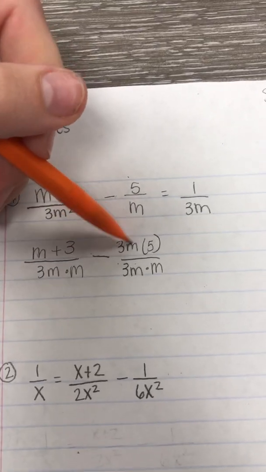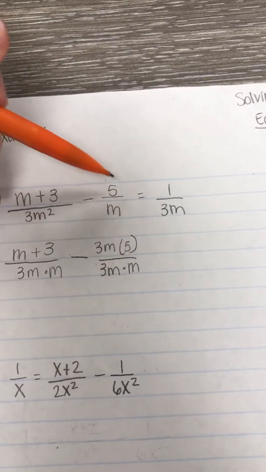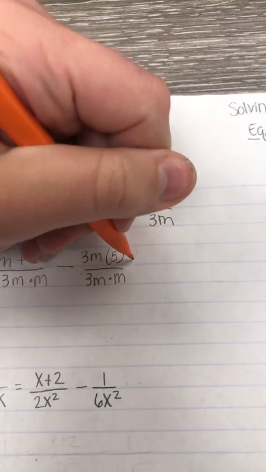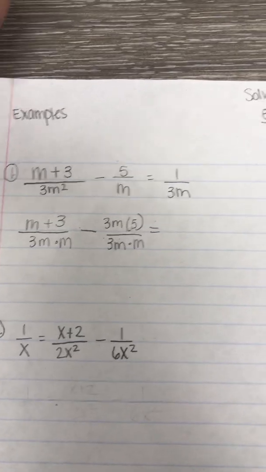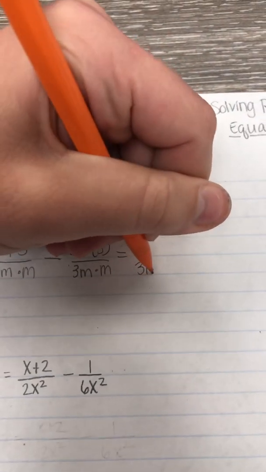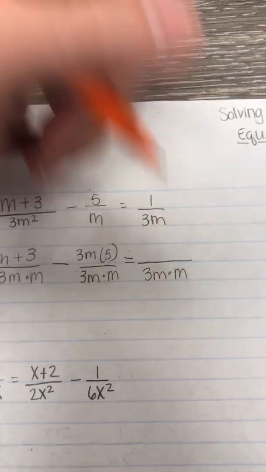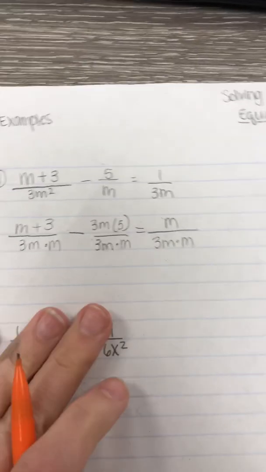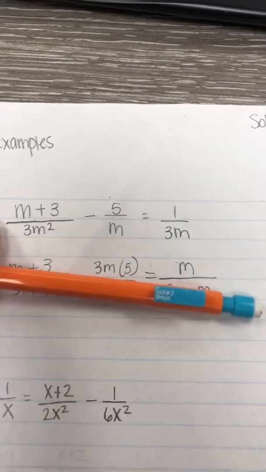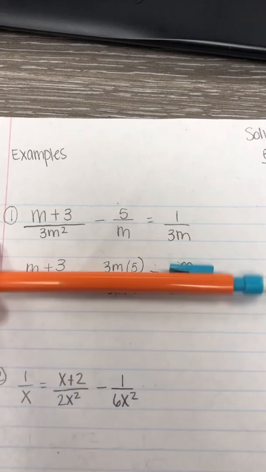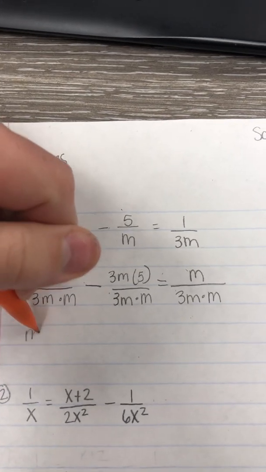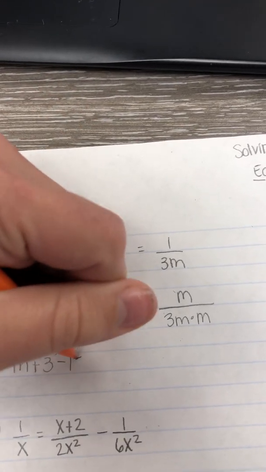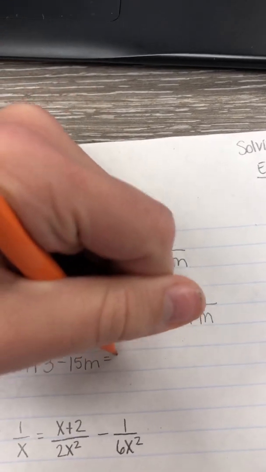But also, if you were to cancel out 3m and 3m here, it would be 5 over m. So you're keeping it the same. You're just changing the way it looks so we can combine them together. And if I wanted this one to match as well, I would have to multiply it by m, because it already has 3m, and I would have to do that to the top as well. Once I make it look like this, I simply get rid of the denominator, because they're all the same. So I would have m plus 3, and please don't forget that subtraction, minus 15m is equal to m.